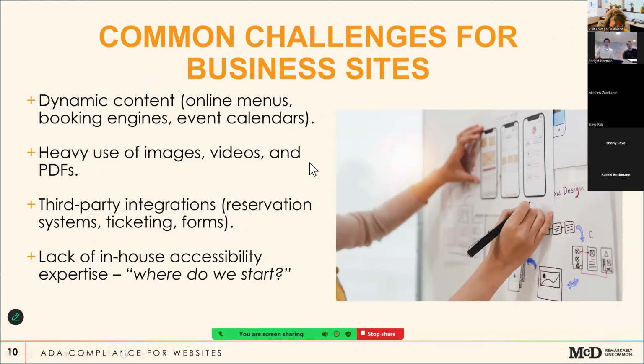So, some common challenges specifically for business sites in terms of accessibility. There's a lot of dynamic content on your website. You think about online menus or booking engines, event calendars, all those things require a little bit of extra effort to make accessible. There's obviously a heavy use of images, videos, and PDFs, and third-party integrations. You think about reservation systems, ticketing, forms of various kinds. And there's just generally a lack of in-house accessibility expertise. Where do I start? This is a big topic, and a lot of people don't know where to start to make their website accessible.